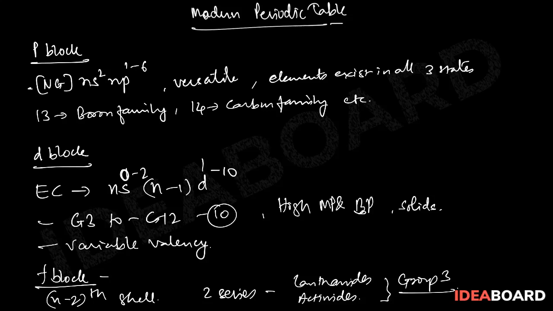So if we see their general electronic configuration, it is (n-2)f1 to 14, (n-1)d0 to 2, and ns1 to 2. So that is the general electronic configuration of F block elements. They are also metals. They also show variable valency, and they form colored compounds.